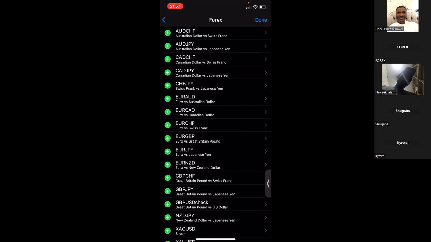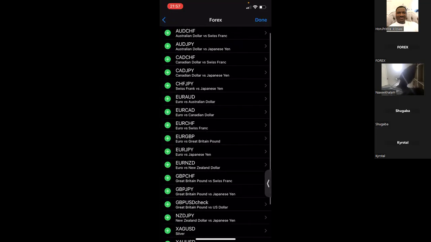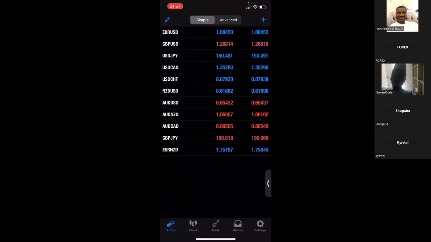So I'm going to add maybe GBP JPY. If I click on the plus, I don't know how it may look on Android; this is iPhone, so it's different from the way it is on Android. If you're using Android, it may look different, but you just have to click on this plus sign. If you're using an iPhone, it will disappear. So this is how you can add currency pairs that are not showing by default.